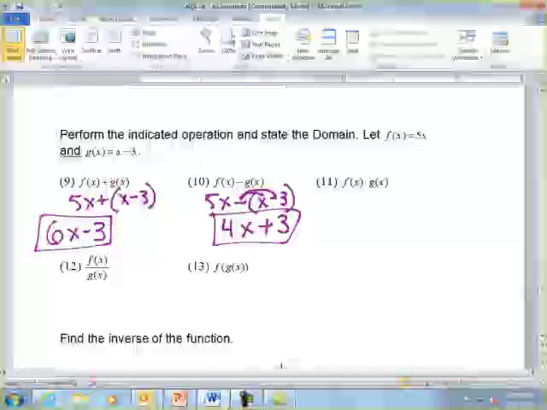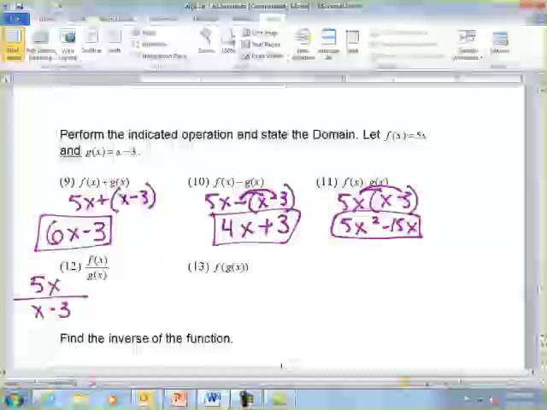For number 11, f of x times g of x. Here, those parentheses matter. What do I need to do? So I get 5x squared minus 15x. In division, parentheses are not so necessary because that division bar kind of acts like parentheses. That we want 5x over all of x minus 3.